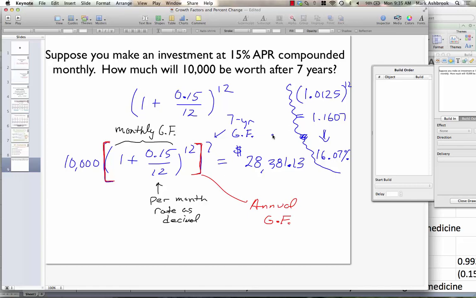We talked about that Friday, right? If you have one growth factor in a situation, it's very easy to get another. And that's what's going on in this compound interest formula. You've got the monthly growth factor. Boom, you can easily get the annual growth factor. Boom, you can easily get the 7-year growth factor. Multiply it by your initial amount, and that gives you the amount after 7 years.